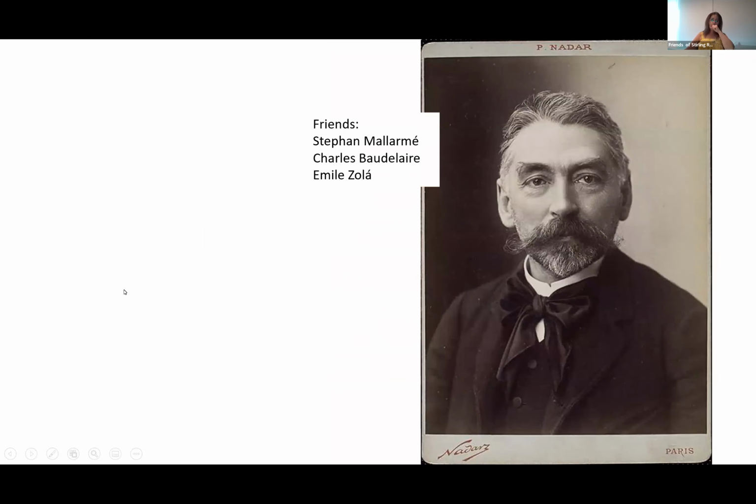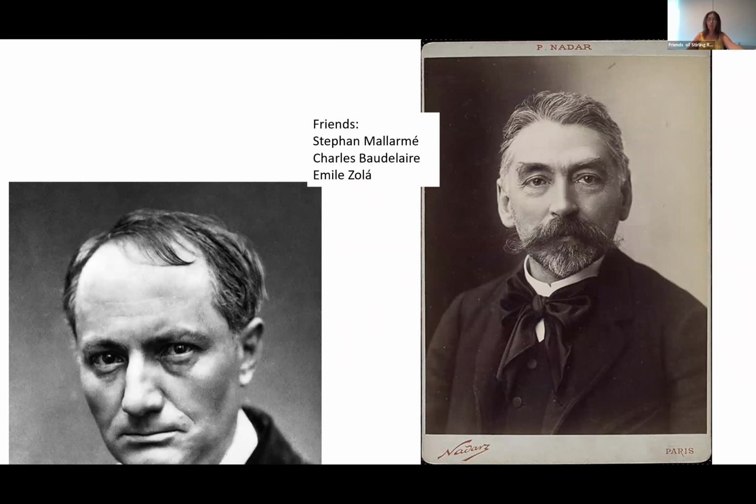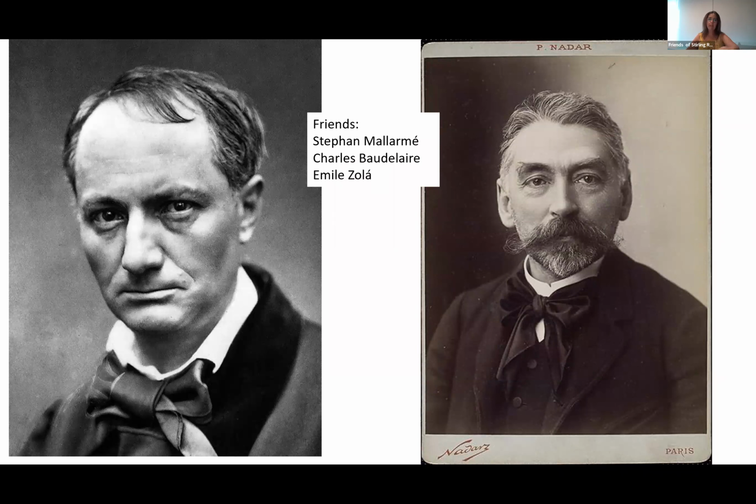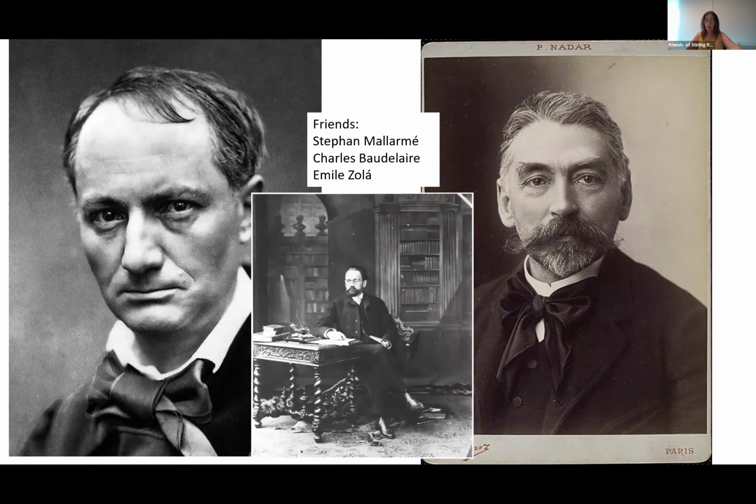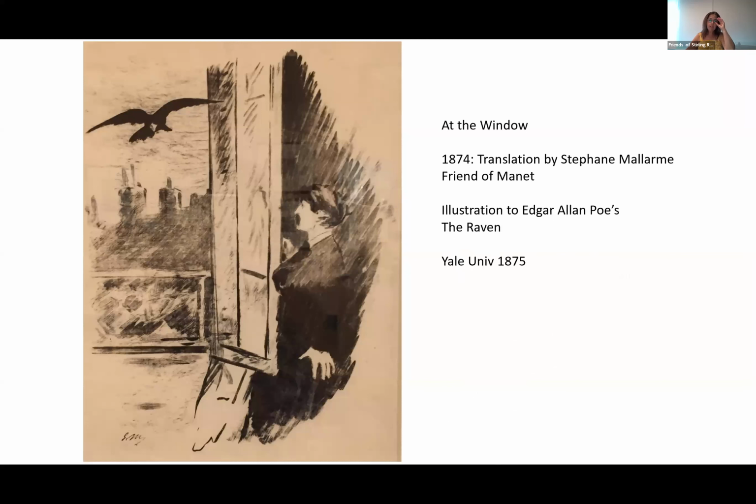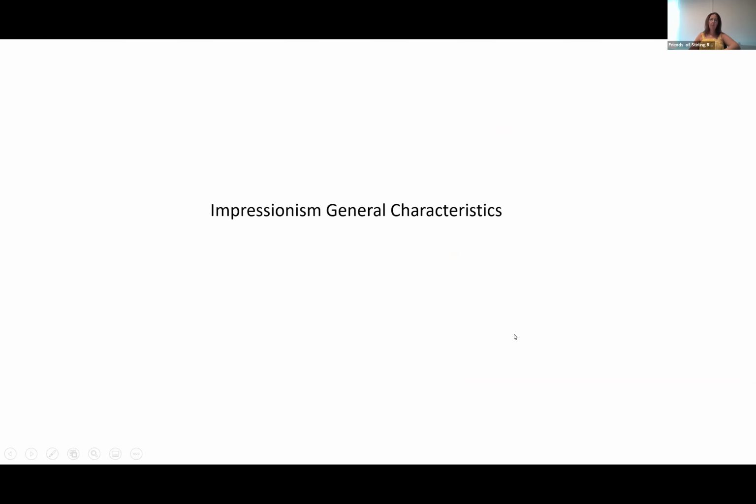But actually, the Impressionists are going to be very close to writers, poets like Stéphane Mallarmé, Charles Baudelaire, and also Émile Zola. And they're going to be so close to them. They're going to be also inspired by their thoughts, their philosophy, and their friendship, of course. We see this illustration by Manet of the Raven by Edgar Allan Poe, because Stéphane Mallarmé made the translation, and he was very close to Manet. So he asked him to do the illustration of the Raven. So that is something very important to see.